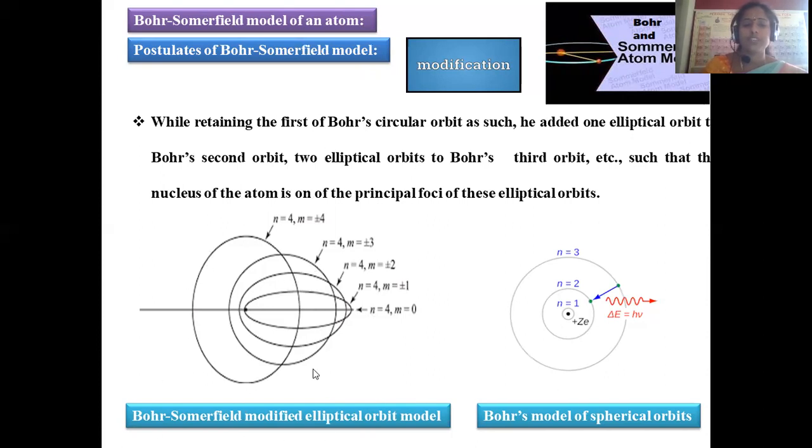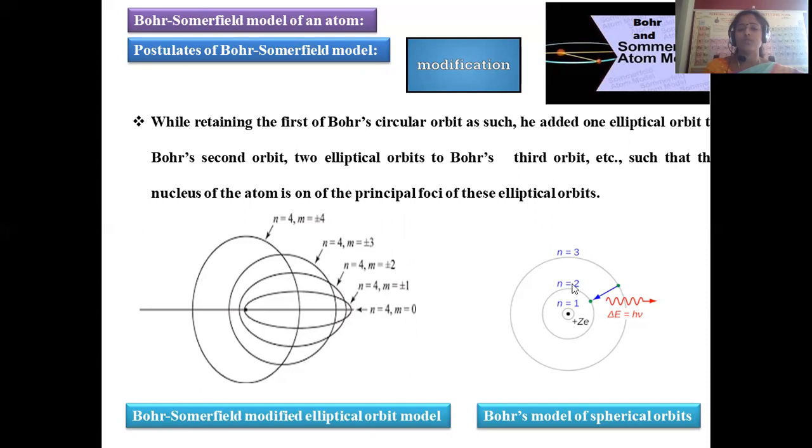Bohr-Sommerfeld orbitals are shown here, where n equal to 4, the principal quantum number, was taken. For n equal to 4, there is the complete sphere, then some extent of enlargement, still more enlargement, and still greater enlargement. All these possibilities are shown in this diagram. So this is the modified Bohr-Sommerfeld model.